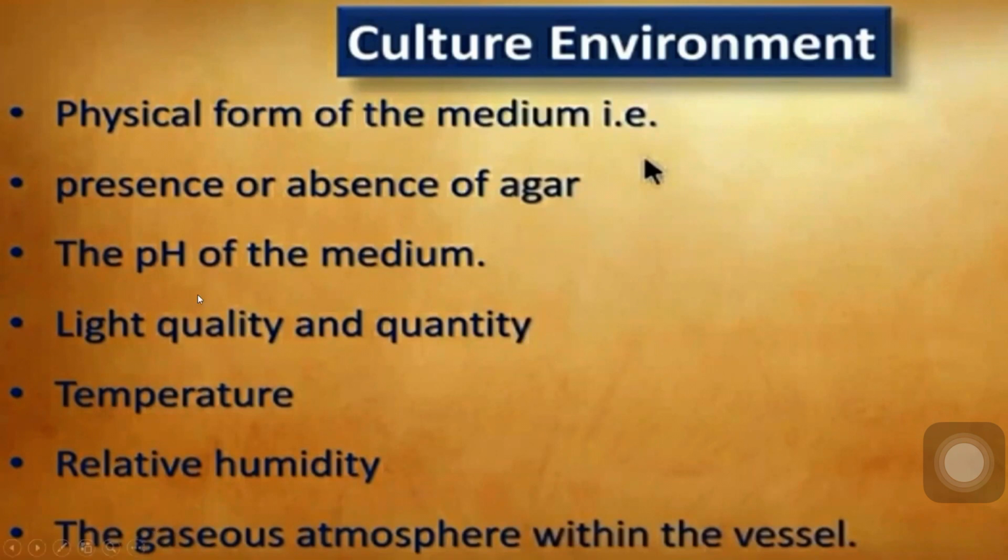pH plays an important role. Mostly in case of organogenesis, we use MS medium, Murashige and Skoog medium, but the pH we have to keep at 5.8. We have to check the light quality and quantity. It depends on which plant you are taking, what the photoperiodism of that particular plant is. That photoperiodism you have to maintain under in vitro conditions. Again, the temperature, humidity and gaseous exchange should happen within the vessel.